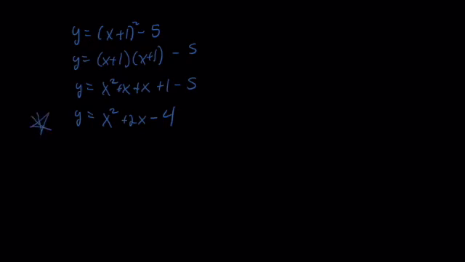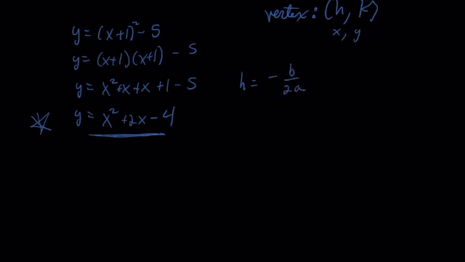So one thing I want us to practice on finding is the vertex. When you're given an equation in this form, you need to find the vertex. We're going to label the vertex (h, k), where h is our x and k is our y. And there's an equation for this. I know that h equals negative b over 2a, and k equals f of h.